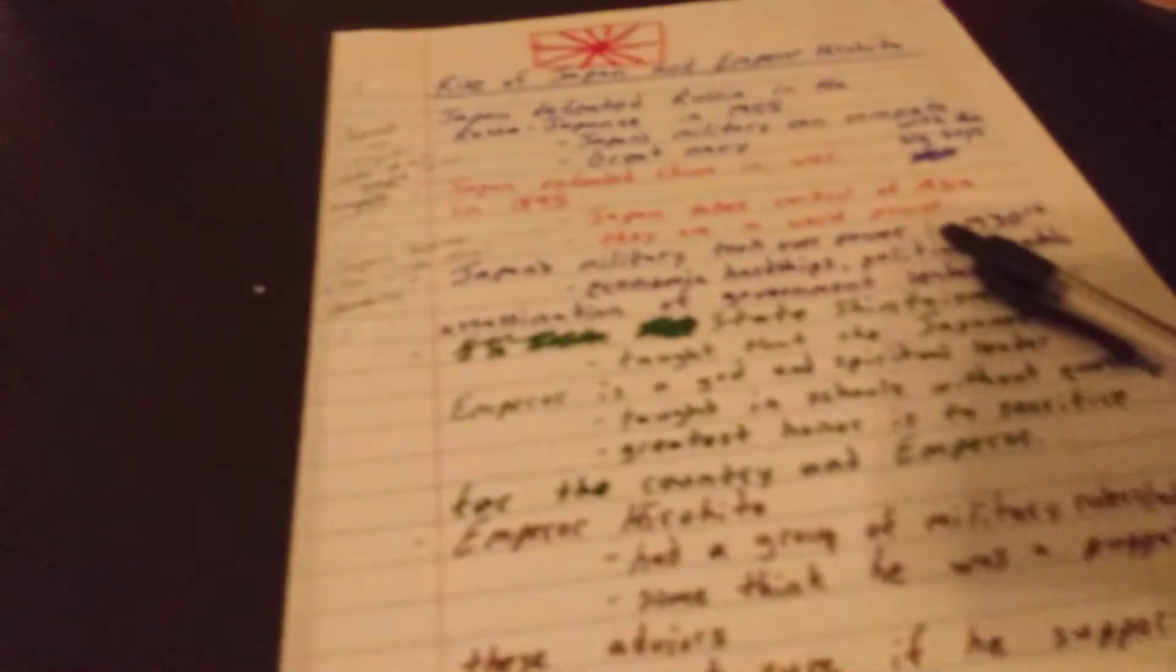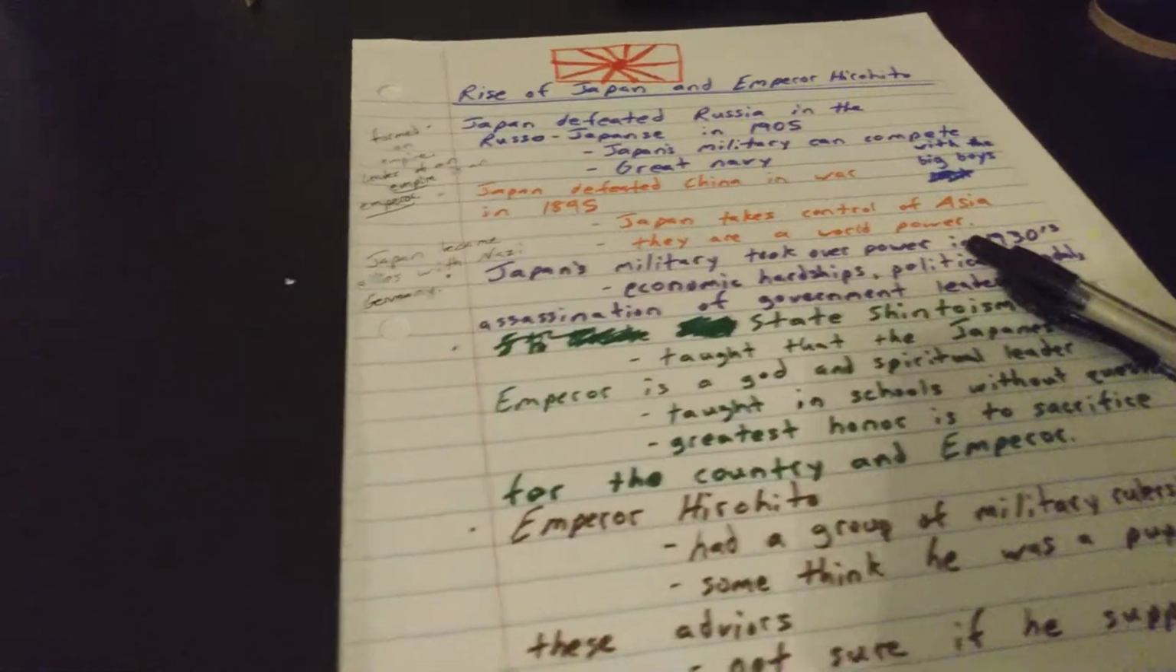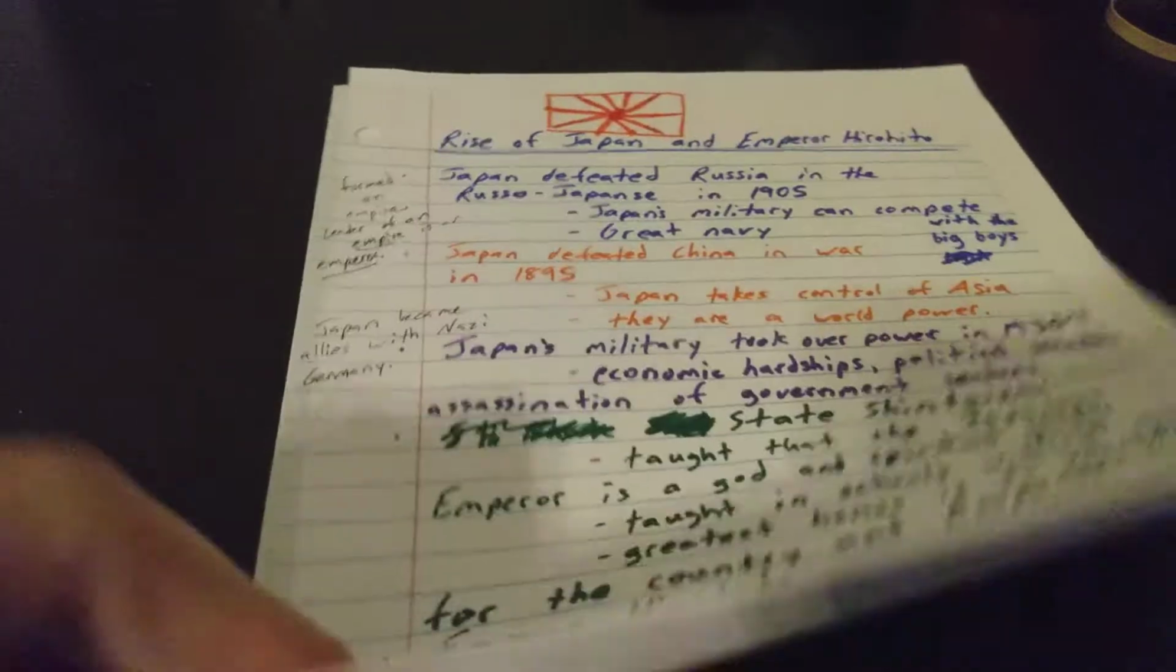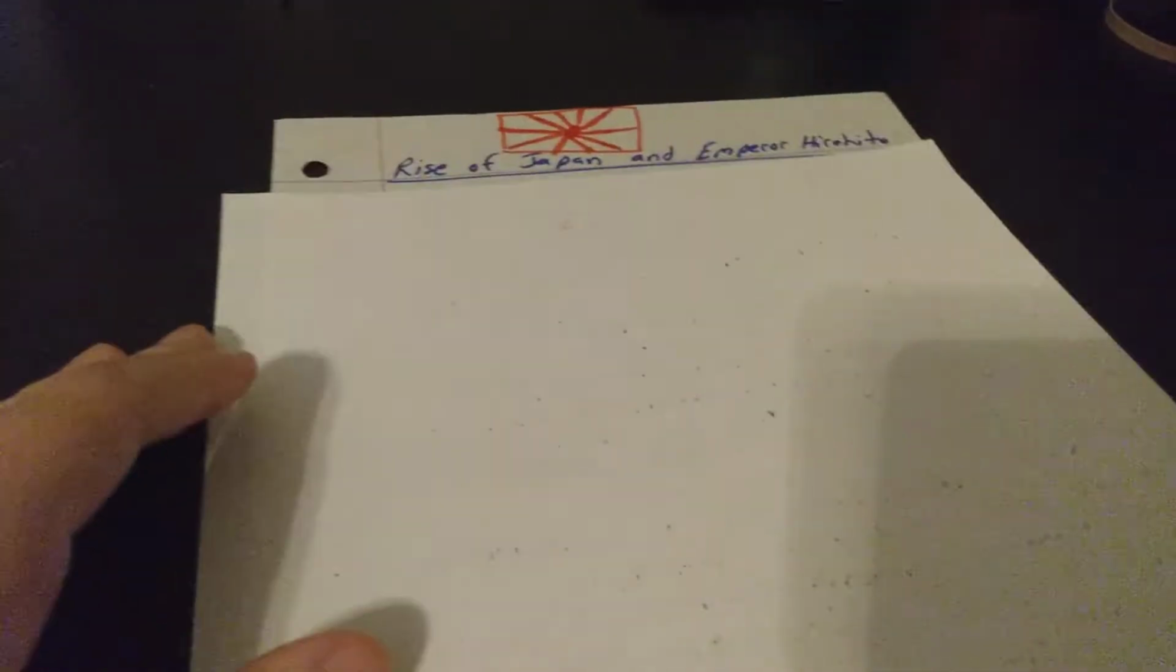And I am going back to my desk. All right. So, with the rise of Japan. So this is the rise of Japan and Emperor Hirohito.